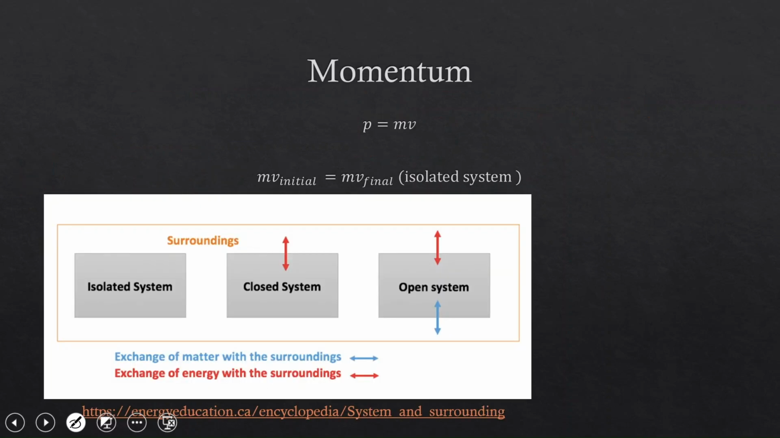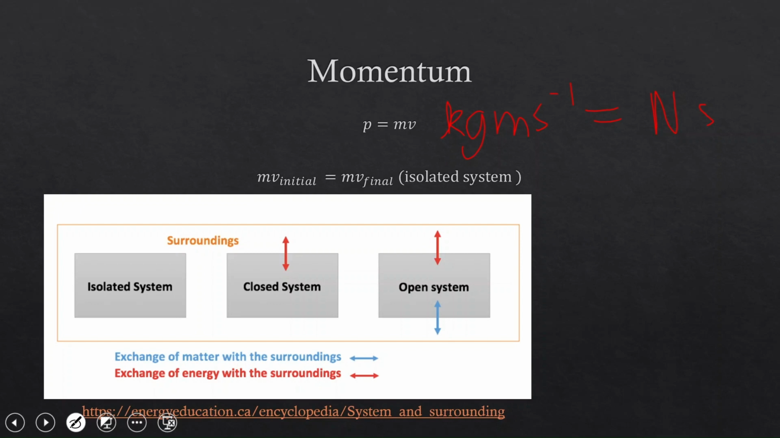Momentum is equal to mass into velocity, and it is measured in kg meters per second. And we later get to know that that is the same thing as 1 newton second. We can do the derivation in the later slide. In an isolated system, the initial momentum is equal to the final momentum. And in an isolated system, there is no exchange of matter and no exchange of energy with the surroundings. In a closed system, there is exchange of energy, but there's no exchange of matter. And in an open system, there is an exchange of energy and matter.